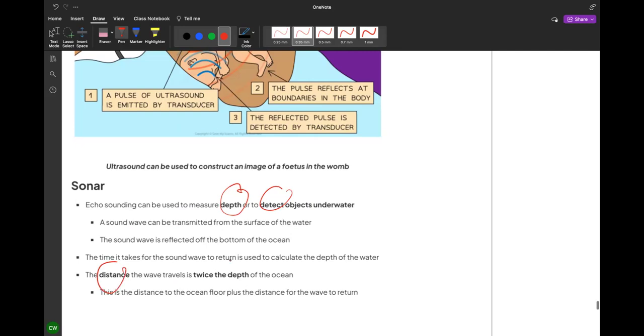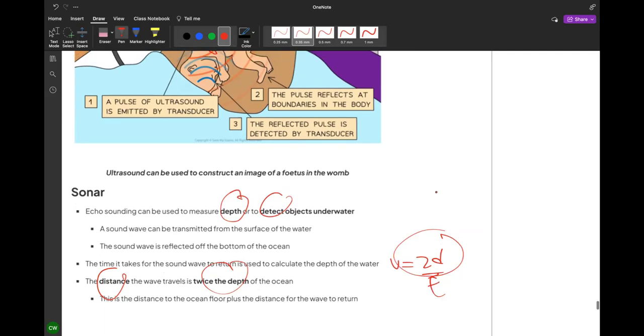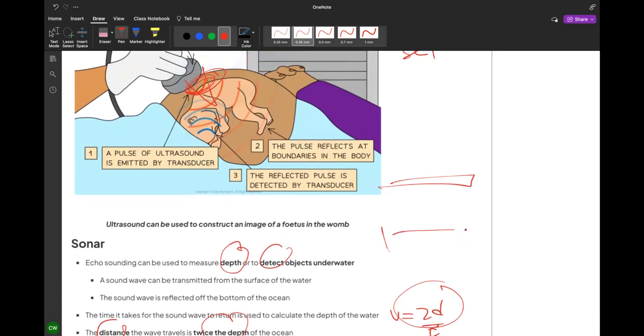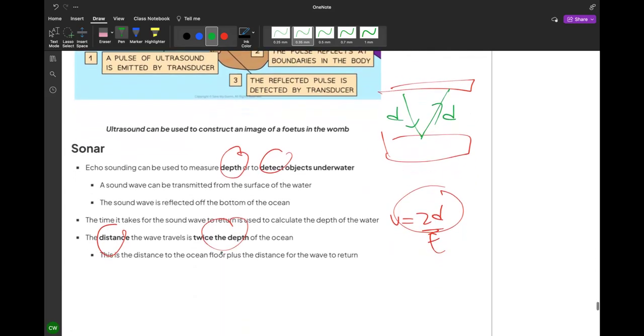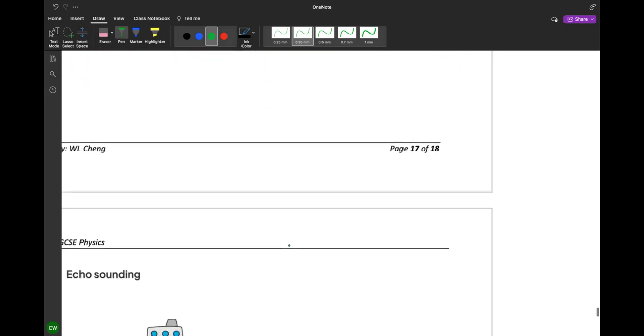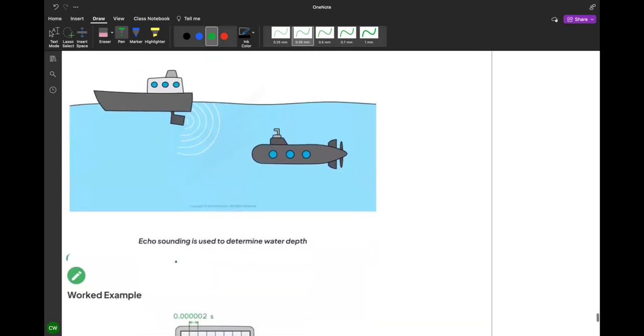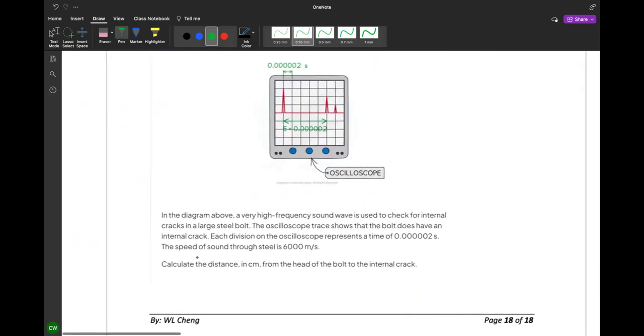The distance is double because v is 2d over t. The signal is double because the signal comes in and goes back, so you travel double the distance. Okay, that's why double signal. It bounces off at the bottom and then reflects back. Okay, so this is how we detect.